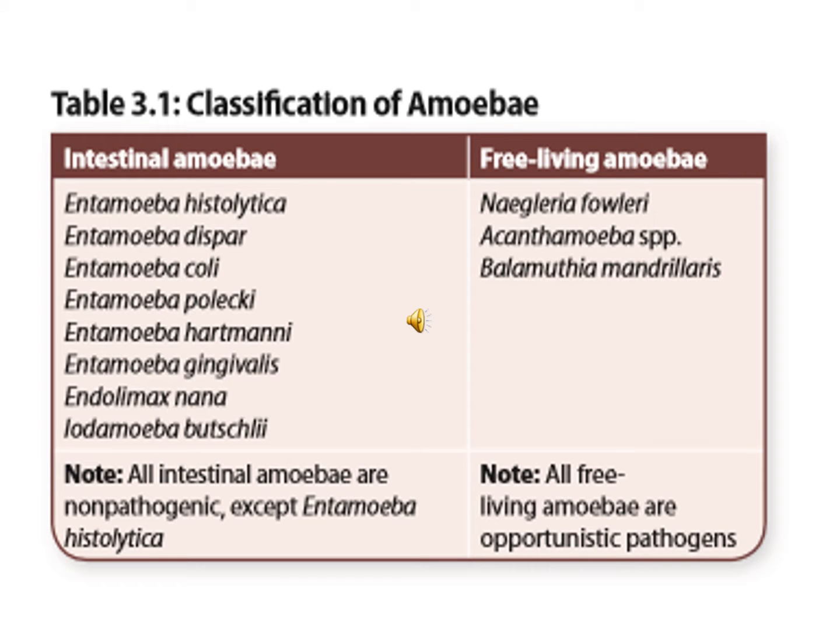So here is the classification of amoebae: intestinal amoebae, and next is free living amoebae, and there is a list of intestinal amoeba. Except Entamoeba histolytica, the rest are non-pathogenic to human. The free living amoebae are usually non-pathogenic, but when they come in contact with the human, they cause amoebiasis. So all free living amoebae are opportunistic pathogens. So this is the classification of amoebae.